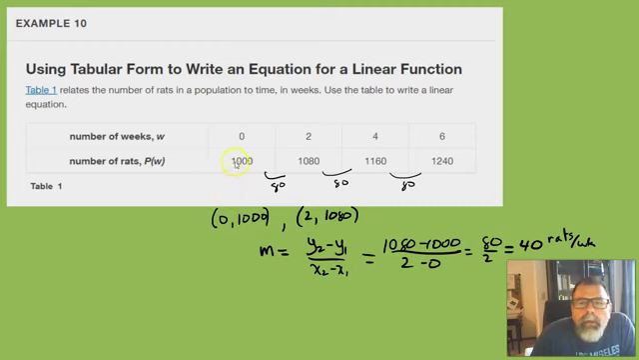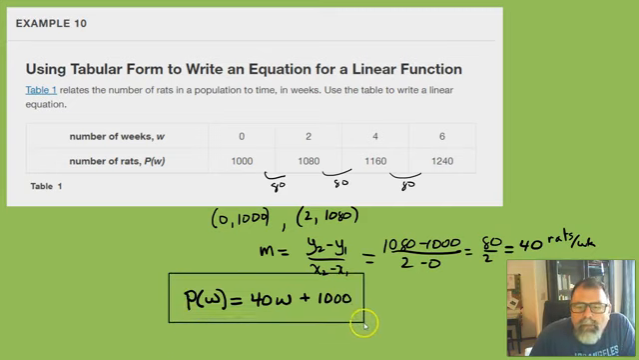All right, so now we know M, and then we have B right here. We don't have to actually plug it in the formula. So our formula is going to be P of W is equal to 40 rats per week times the number of weeks plus our starting amount, which was 1,000. And that's our equation. And that's all they asked for, right?